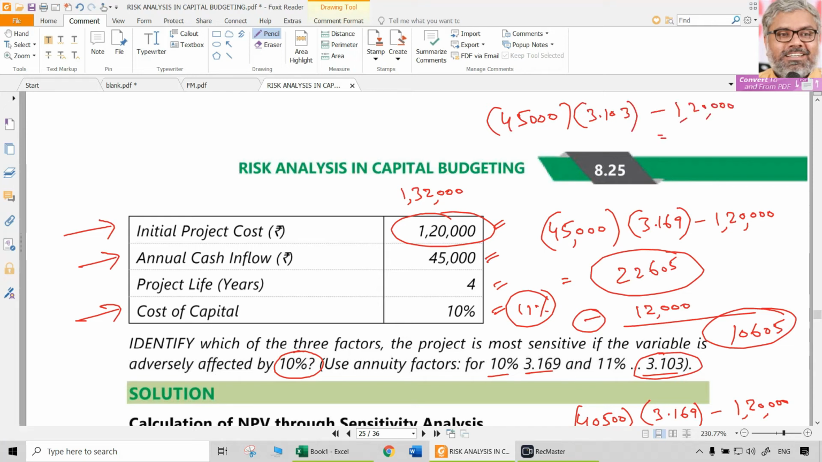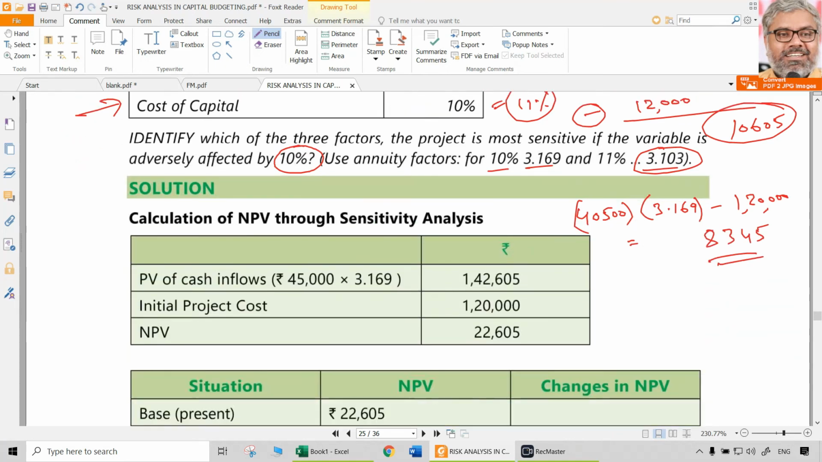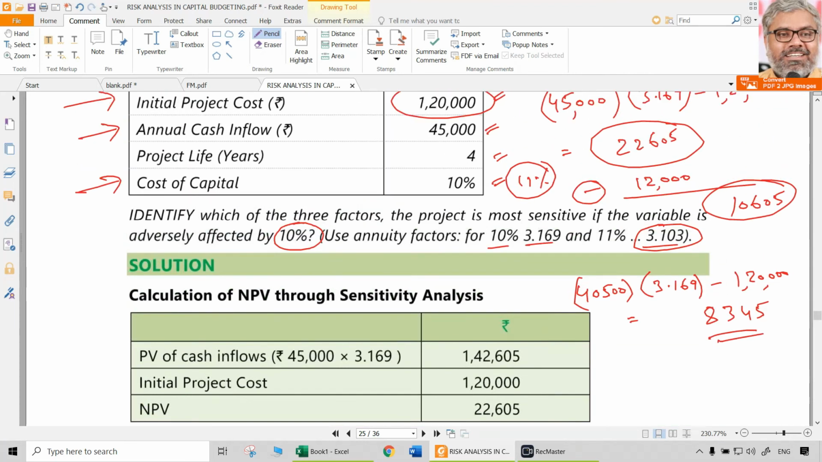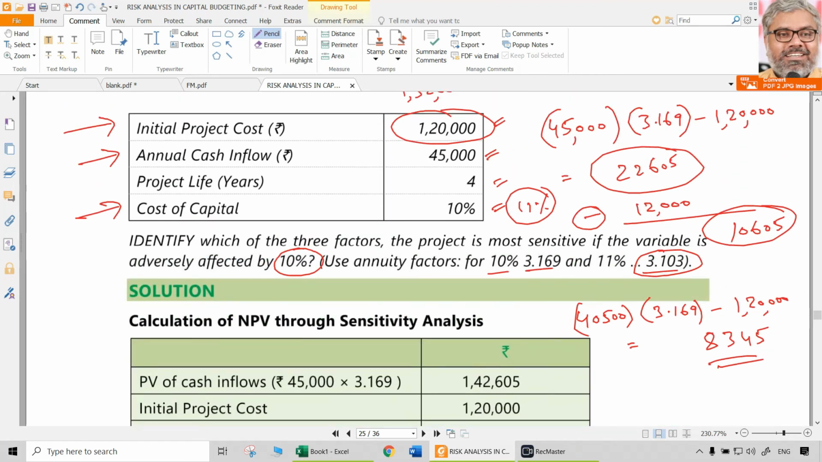So 45,000 multiplied with 3.103, which is the new annuity factor at 11% discount rate, minus 1,20,000 means 19,635 is going to be the new NPV if cost of capital increases by 10%, which means it becomes 11%. That's it. These are the three things which we have. Then we can find out percentage changes also as a summary. One by one, percentage change is calculated as new divided by old minus 1. That is an easy formula for percentage changes.